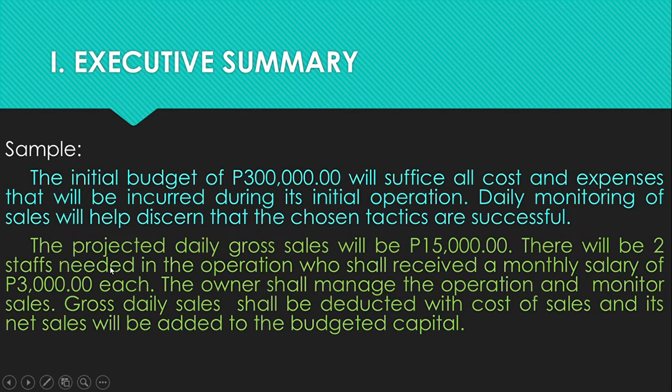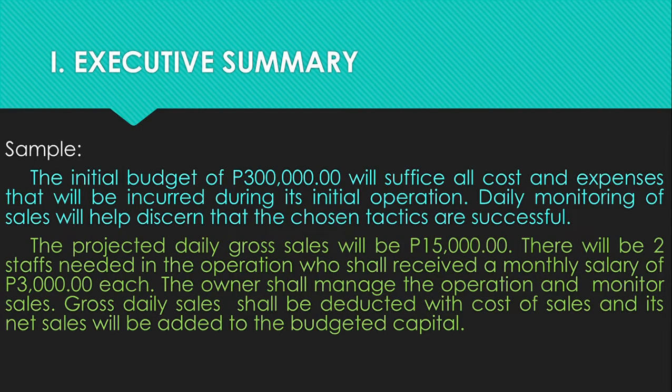Okay, so the projected daily gross sales will be 15,000. Projected, okay? Because this is just a plan. Okay, so there will be two staff needed in the operation who shall receive a monthly salary of 3,000 each.